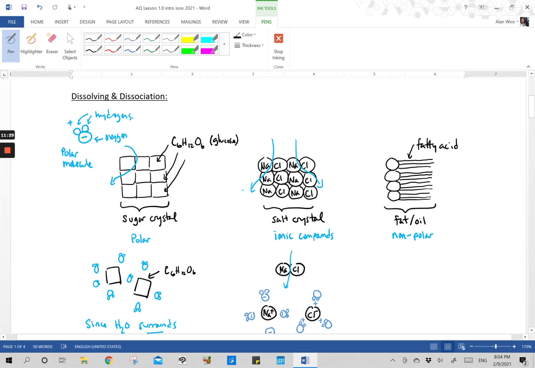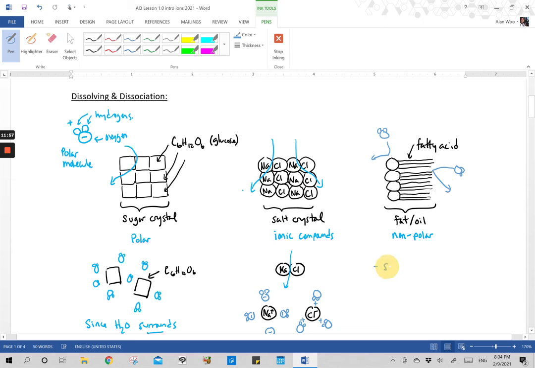So let's look at the very last one. We know that water and oil do not mix, okay, and if they do not mix, they cannot dissolve. So what we kind of see here is you have water trying to separate the fatty acids, but they fail. The water cannot separate the fatty acids at all.